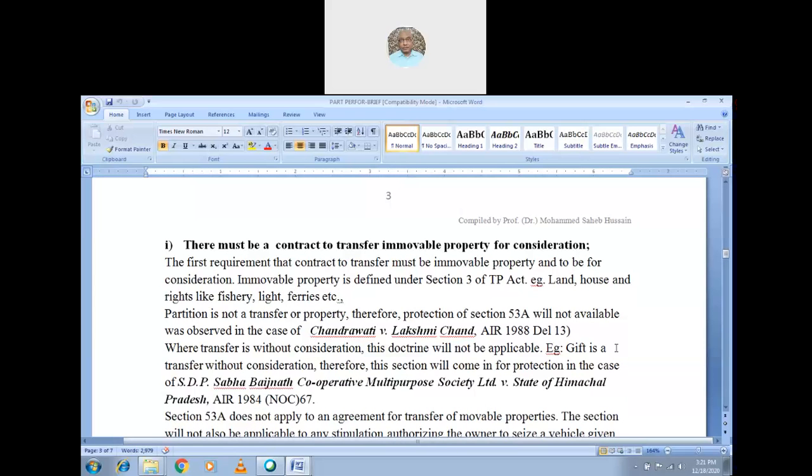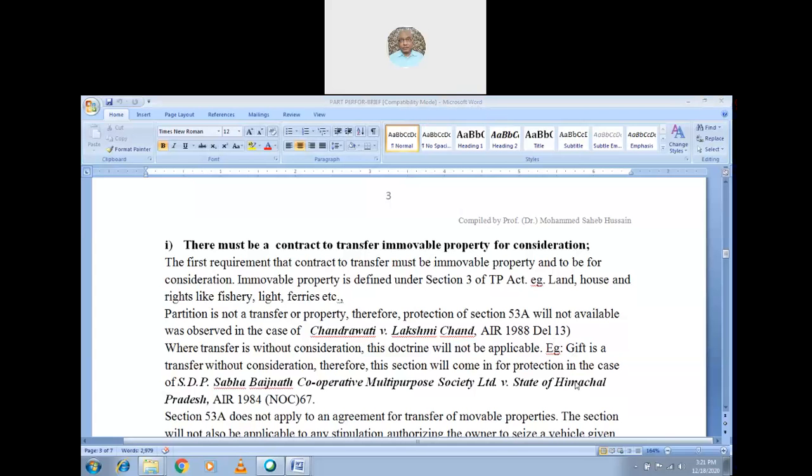Immovable property is defined under Section 3 of the Transfer of Property Act. That is land, house, and rights like a fishery, right to light, and right to ferry, which are also said to be immovable property. Partition is not a transfer of property. Mutation is not a transfer of property, so these will not attract Section 53 capital A. So it is observed in Chandravati versus Lakshmi Chand.